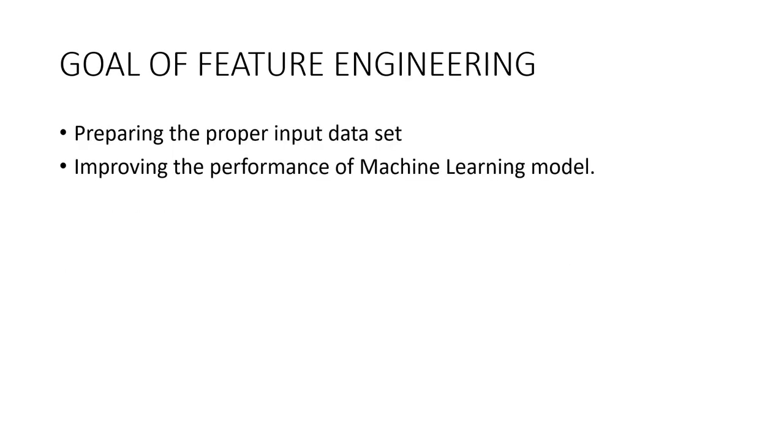The goal of feature engineering is preparing the proper input data set. That is the first goal of feature engineering. Then improving the performance of the machine learning model. These are the two goals of feature engineering.